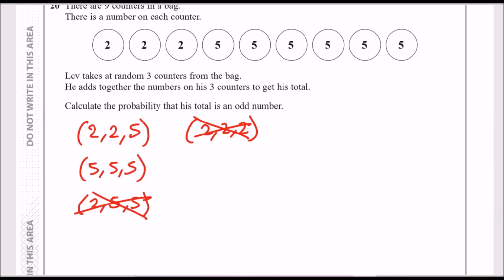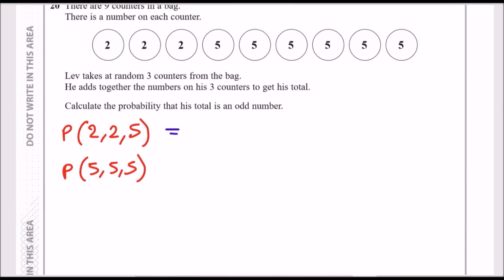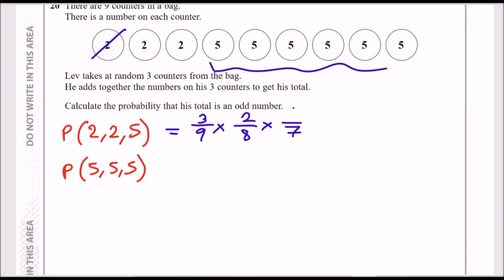Now all you want to do from these possibilities is stick in a P sign for probability and ask yourself, what is the probability of taking a 2 first? Well, let's do it over here, yeah? I'm going to rub this out quickly. So the probability of taking the 2 first, well, we've got 9 counters. You've got 3 2s, so it'll be 3 out of 9. Now, probability of taking the second 2, well, we've now got 8 counters left, and a 2's already been taken, so you've got 2 left. And then now you've got 7 counters. What's the probability of taking a 5? Well, you've got 6 of them. So this would be the first set, and then you can easily work out after.